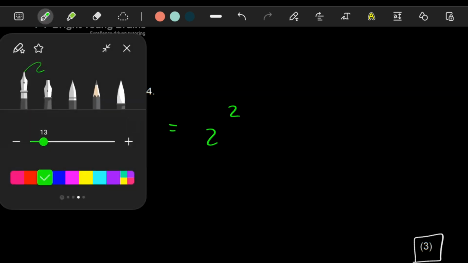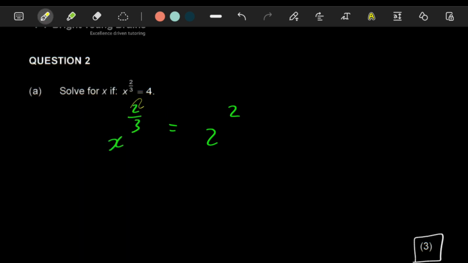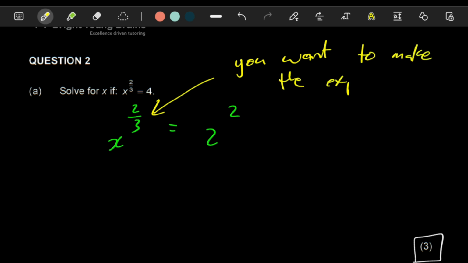So the easiest thing for us to do is, if we want to work with the exponent that we're familiar with, like the easiest thing is, if you're going to solve for x, you just want to make the exponent of x equal to 1. You want to make this equal to 1.